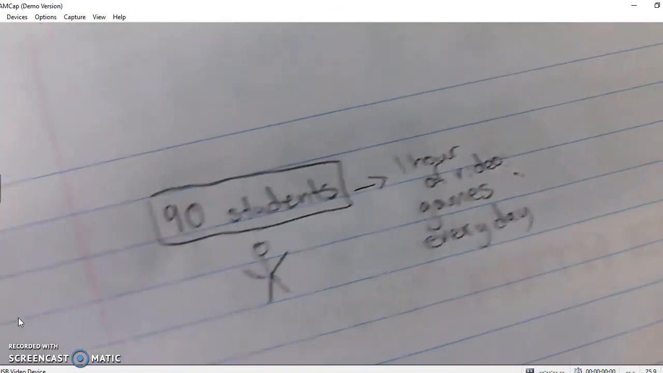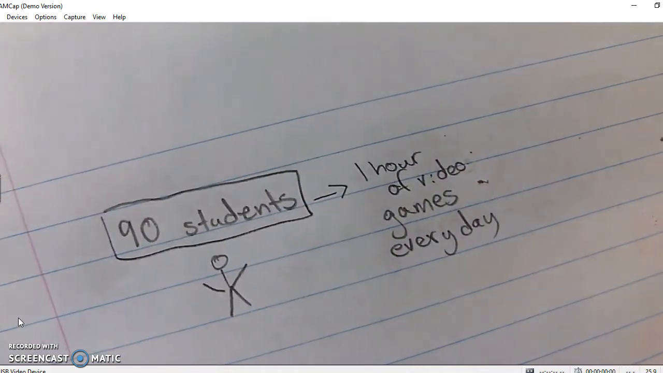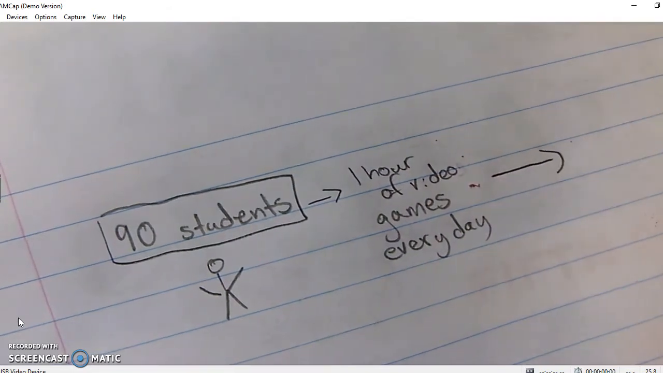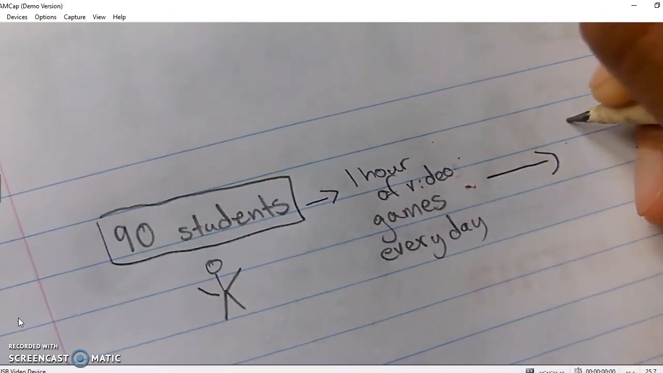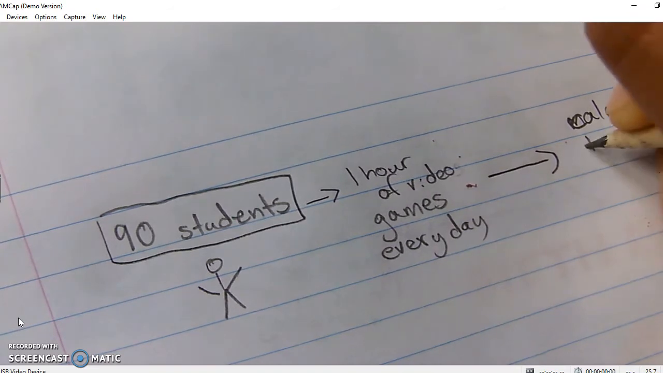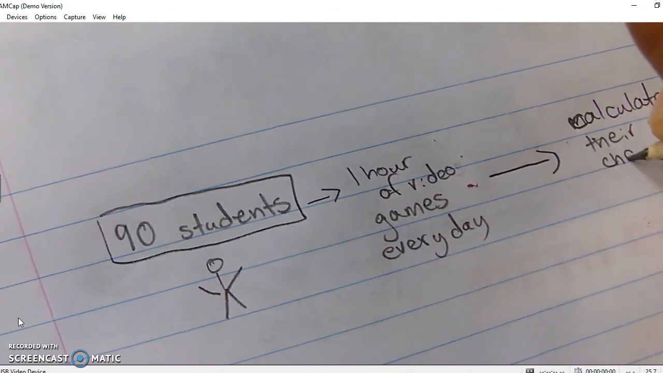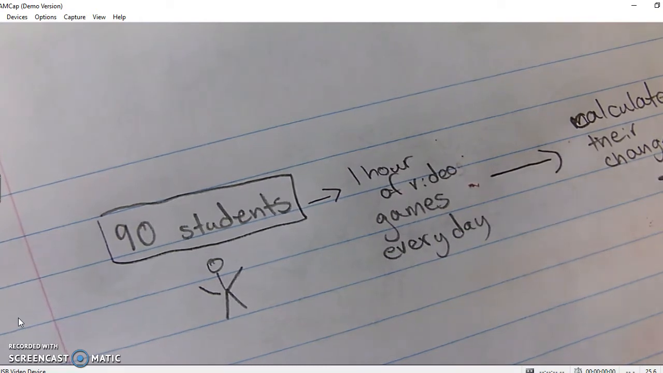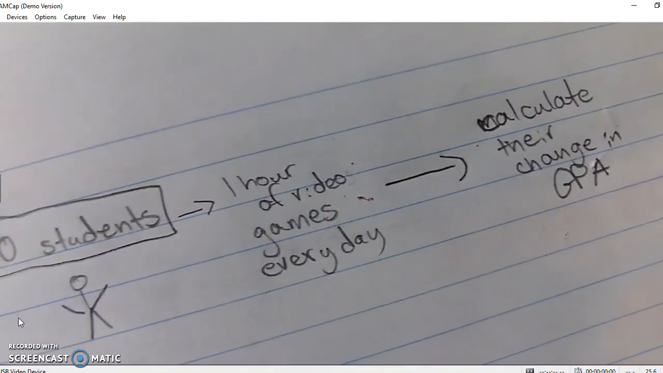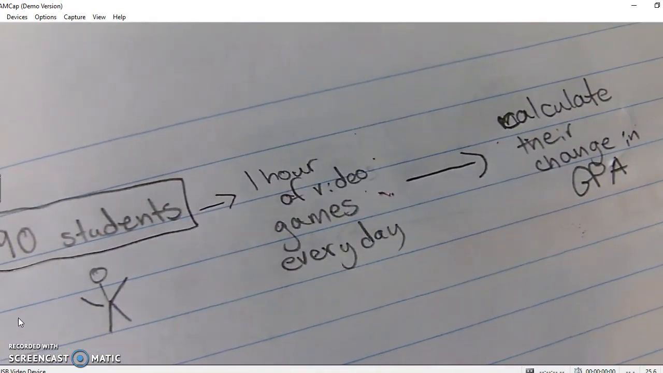Okay, so now, once we have that, what I'm going to do as a researcher is we're going to take their GPA at the beginning of the marking period and at the end, and we're going to calculate their change in GPA. Hopefully you can see all of that. Now, if you think there's something wrong with this picture, take a moment, think about it, and hopefully as you come back to the video, you'll hear what we have to say. So pause the video to think about your response.